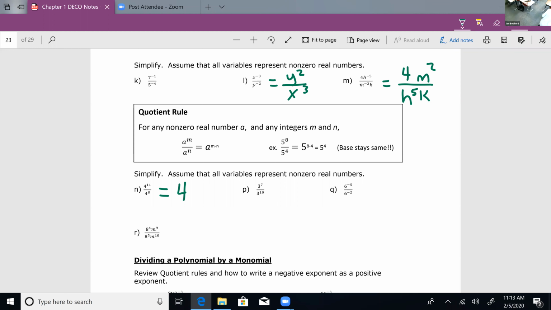So what is 11 minus 8? It's 3. And where was the larger exponent, on top or bottom? On the top. So this becomes 4 to the positive 3 on top. If I always subtract the smaller from the larger, it'll give me a positive exponent, and I just have to write it wherever the bigger exponent was. So look at P. My base is 3. I have an exponent of 7 on the top, 10 on the bottom. When I subtract those exponents, what am I going to get?